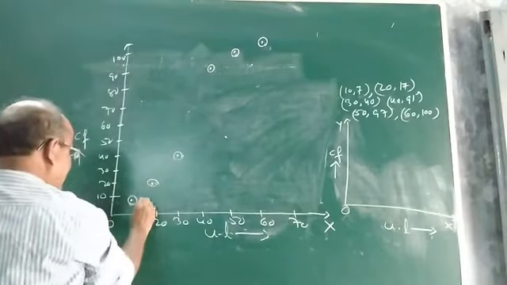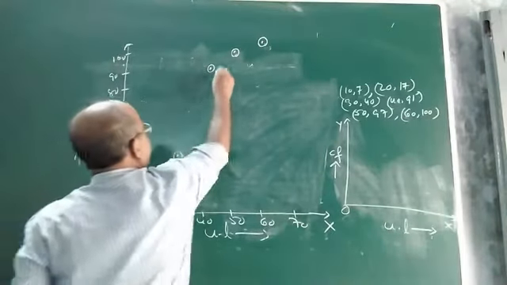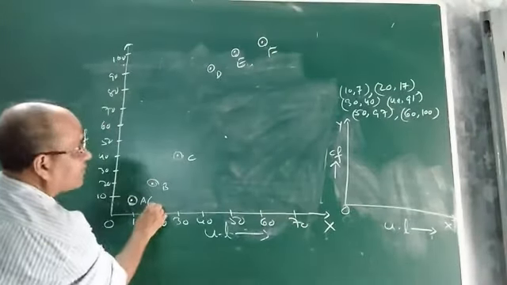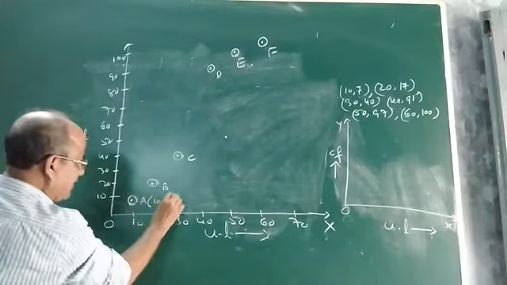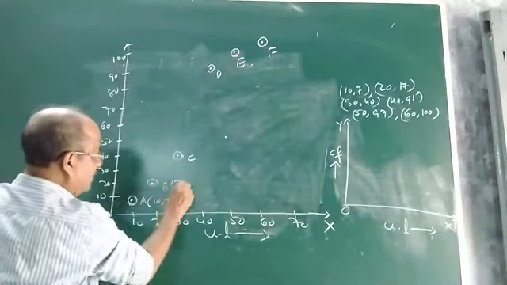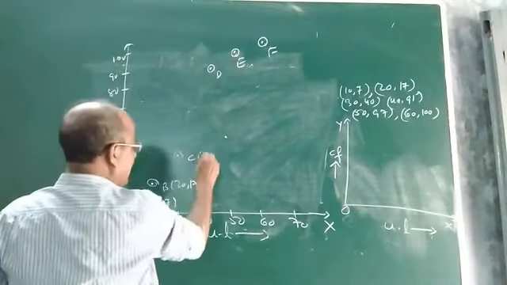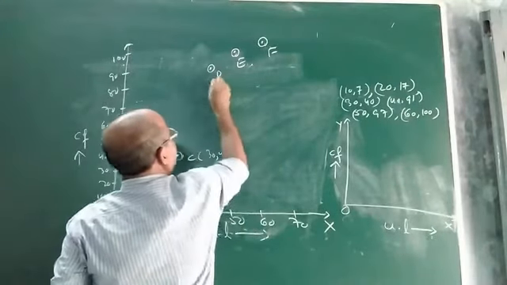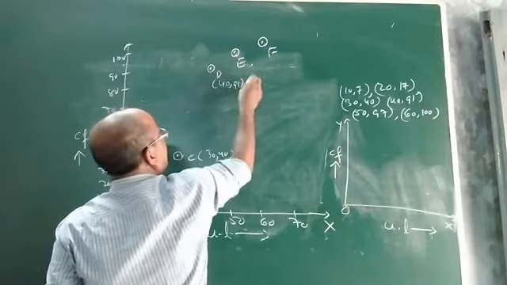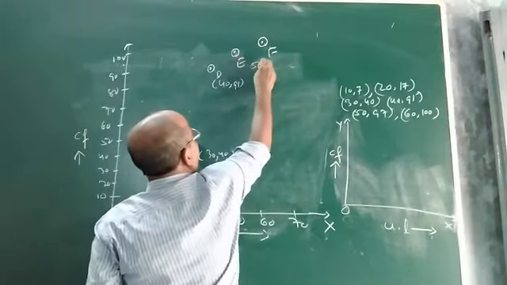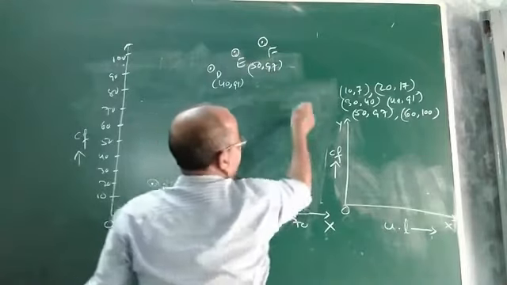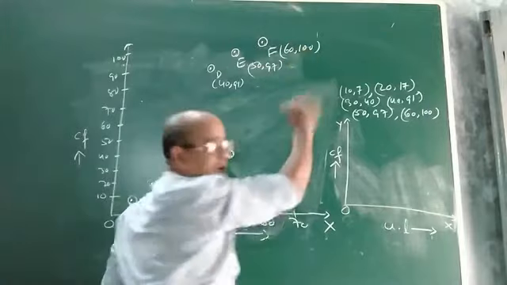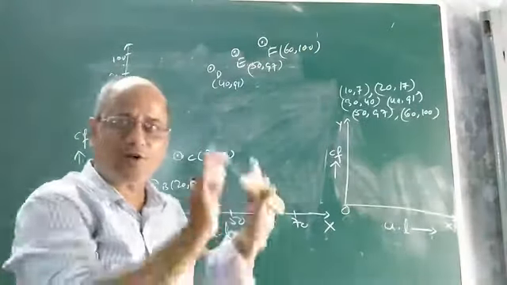So suppose this is point A, point B, point C, point D, point E, point F. What are the coordinates? The coordinates of A are 10 and 7. B is 20 and 17, C is 30 and 40. Then D is 40 and 91, E is 50 and 97. Then point F is 60 and 100. Now I plotted all the points.